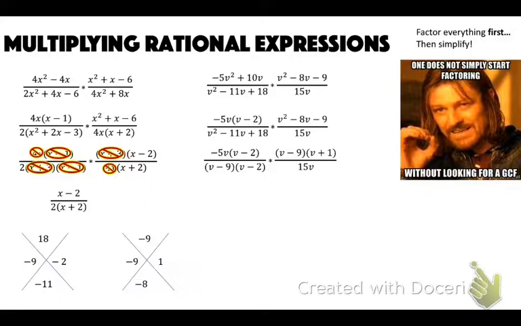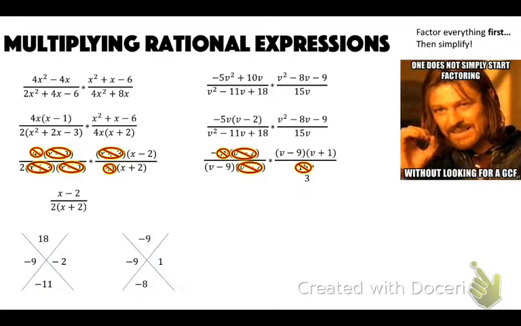And then I'm going to start canceling stuff. So I have a negative 5v on top and a 15v on bottom. Well, the 5v and the 15v, 5 goes into 15 3 times, and the v's cancel. So I'm just left with a 3 on the bottom. Okay, and you can think about this as if you had like 5v over 15v. Well, these would cancel, right? And we'd be left with 1/3. Well, that's essentially what just happened up there.